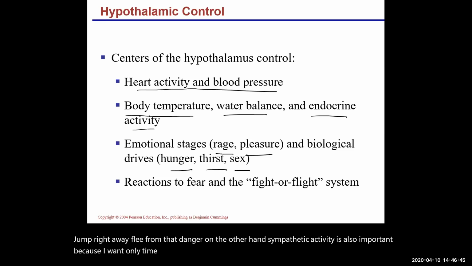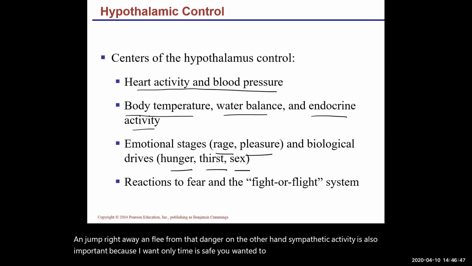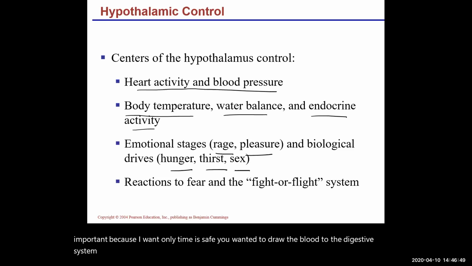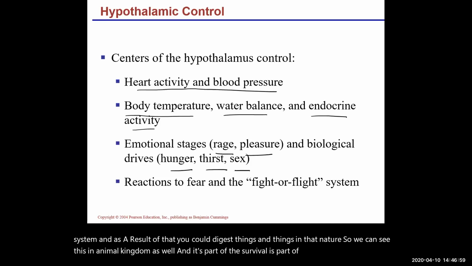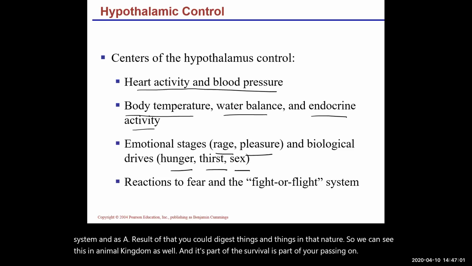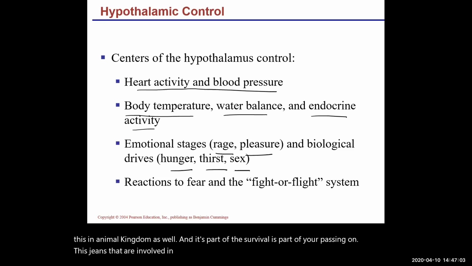You wanted to draw the blood to the digestive system, and as a result of that, you could digest things and things in that nature. So we can see this in the animal kingdom as well, and it's part of the survival. It's part of our passing on these genes that are involved in these activities to the next offspring, and we could see how we evolved throughout the time.